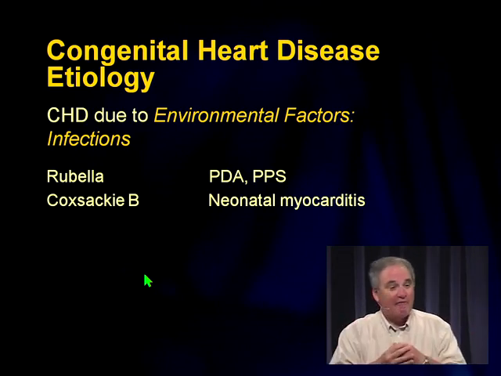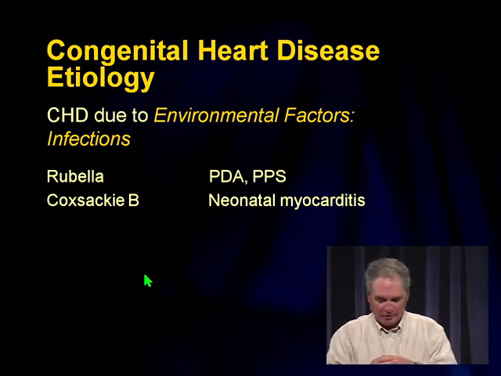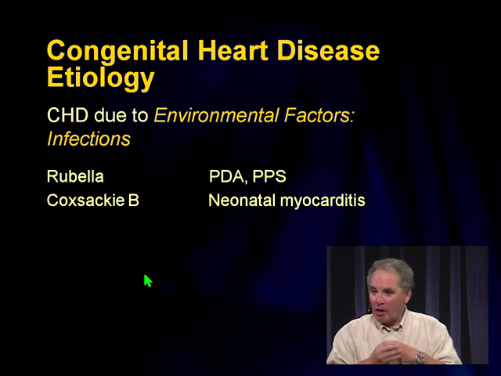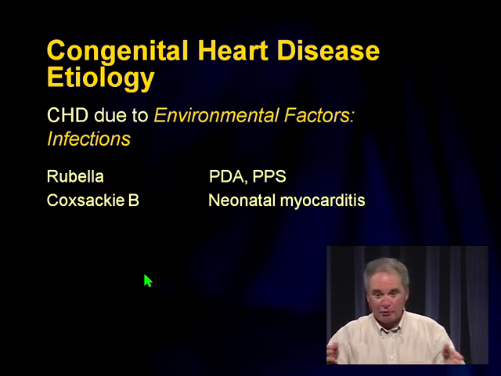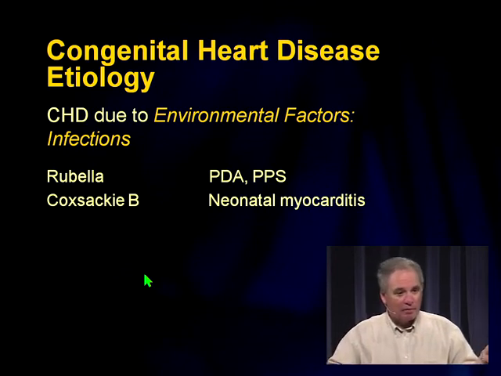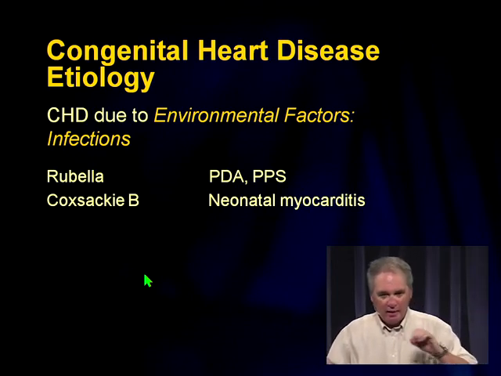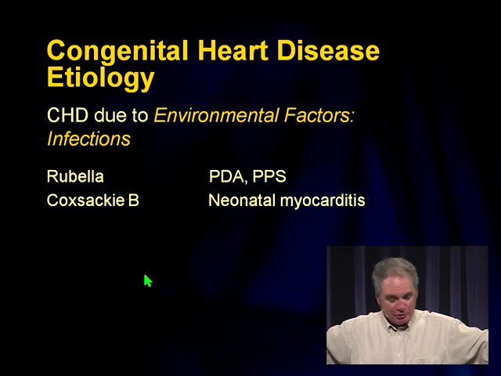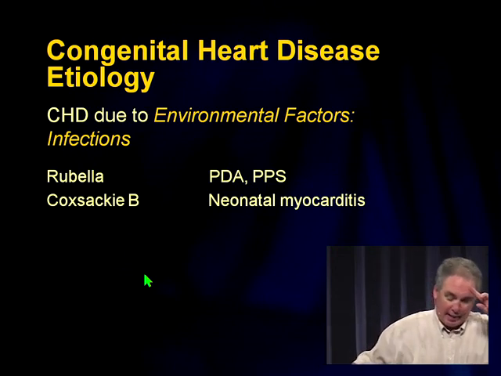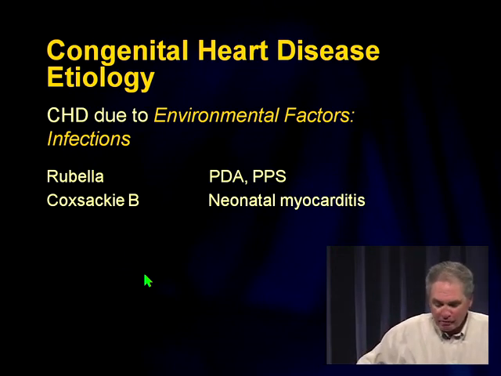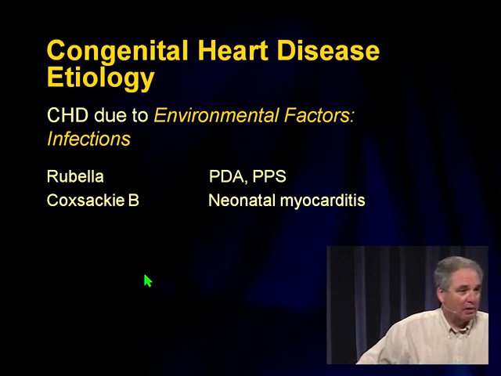Infections can cause congenital heart disease. When I was where you are, we used to see congenital rubella. So know the association between congenital rubella and PDA and peripheral pulmonic stenosis. We saw kids with this. And in utero infections, Coxsackie B, causing not congenital heart disease, but neonatal myocarditis.